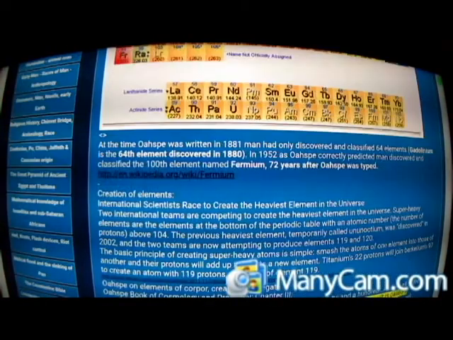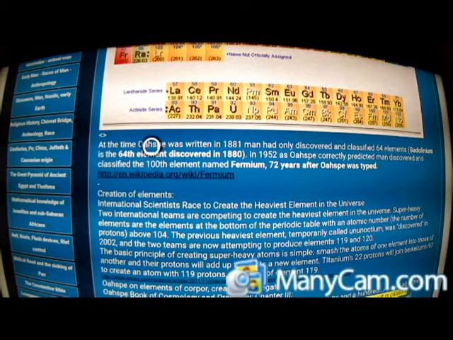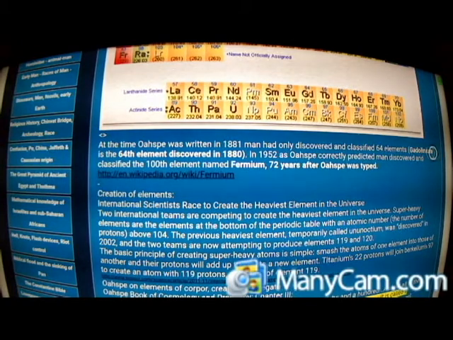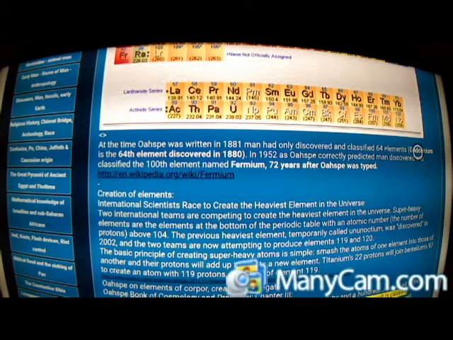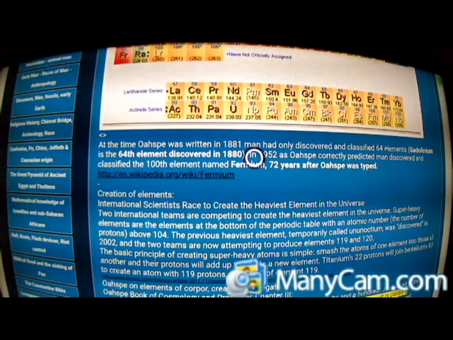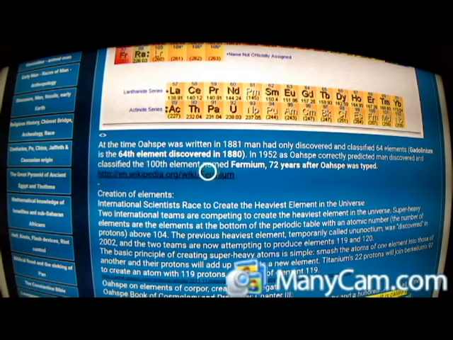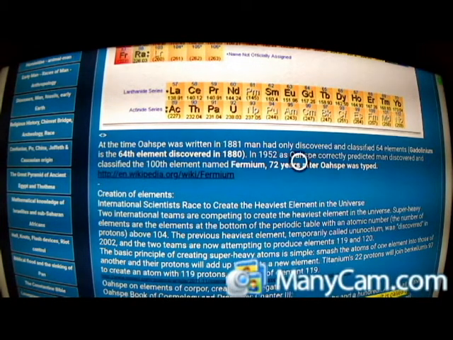And underneath that it says, at the time Oahspe was written in 1881, man had only discovered and classified 64 elements. Gadolinium is the 64th element, discovered in 1880. In 1952, as Oahspe correctly predicted, man discovered and classified the 100th element, naming it fermium, 72 years after Oahspe was typed.